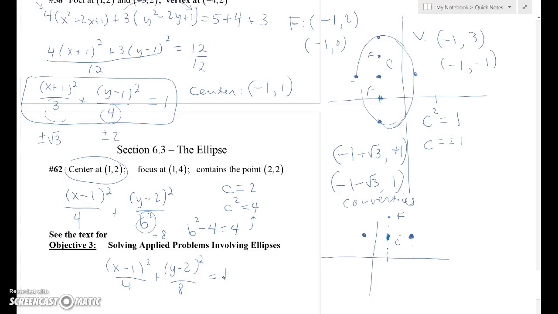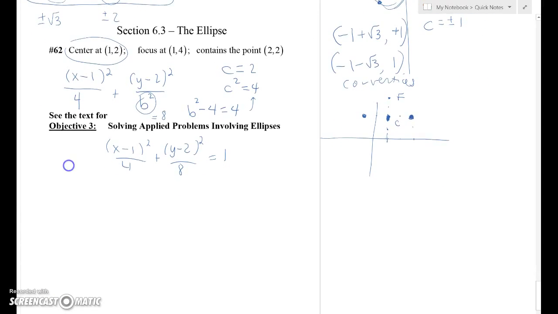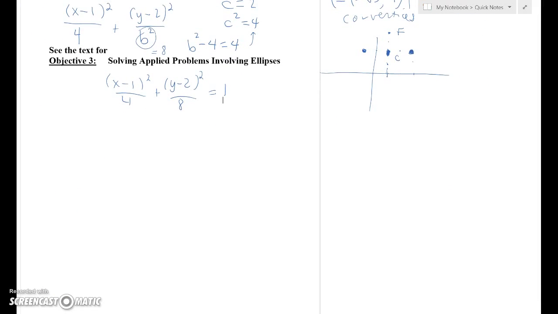Okay, and then there's applied problems in the text. So I'm going to ask you to look there and figure out how to do the application problems, and I promise you that there won't be a difficult one on the final exam. So let me know if you have any questions.